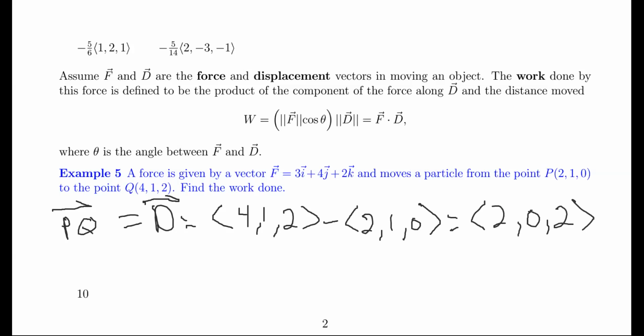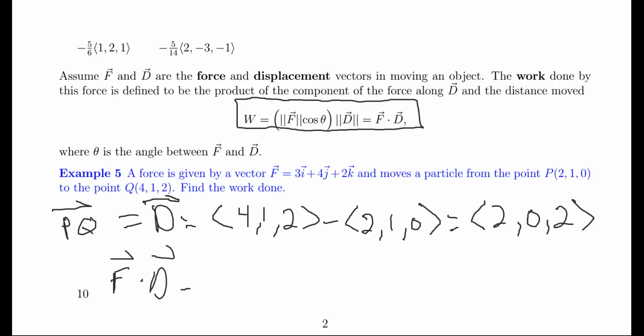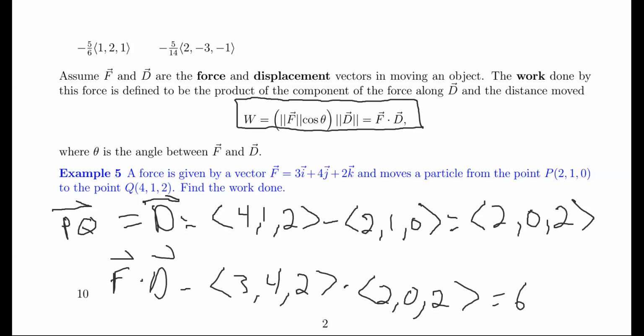And our formula for work says that we take our force vector and we dot that with the displacement vector. Our force vector is 3, 4, 2. And we want to take the dot product of that with 2, 0, 2. And we get 3 times 2 is 6. 4 times 0 is 0. 2 times 2 is 4. So we get 6 plus 4, which is 10. And so that is the work done in this particular example.